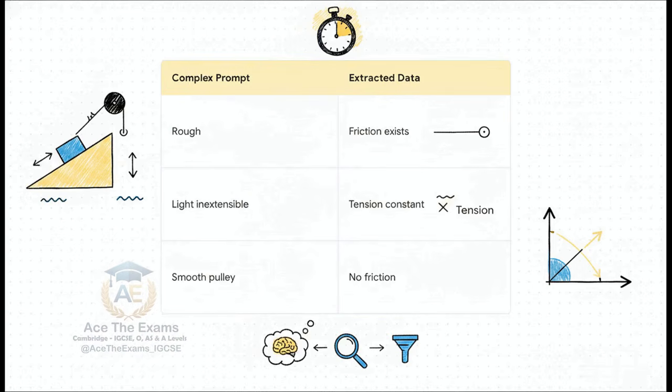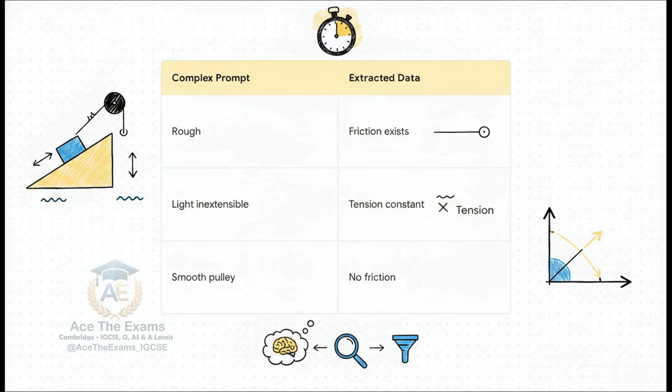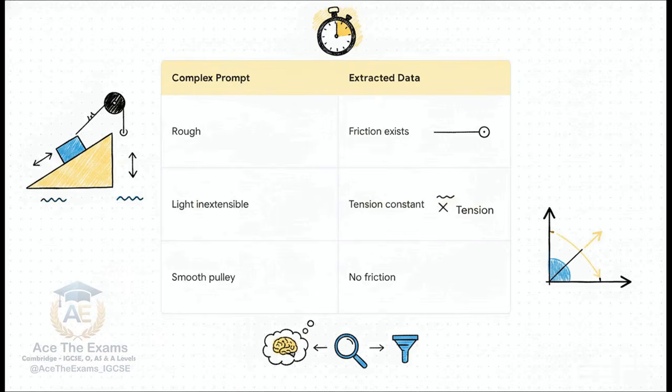Look at the table provided on the screen. Imagine you're sitting in the exam hall, the clock is ticking, and you're hit with a massive, complex text prompt. Your immediate job is to extract the core mathematical data and the force vectors from all that noise. The prompt might be filled with highly descriptive, distracting language about a particle resting on a rough inclined plane attached to a light inextensible string passing over a smooth pulley.